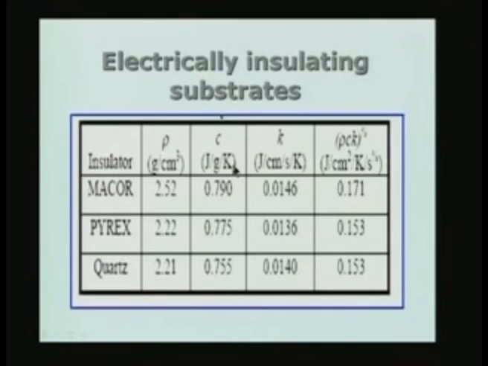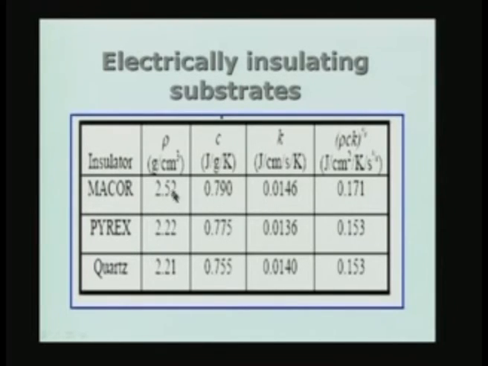So, let us look at some of the materials which are used for the electrically insulating substrate. I should mention that the platinum film, which is applied on the surface of the substrate, is going to be a conducting material whose resistance is what I am going to measure, and therefore, the substrate should be electrically insulating. Some of the materials which have been used are given here. Macor is some kind of plastic material, then Pyrex is a glass material, quartz again a glassy material.